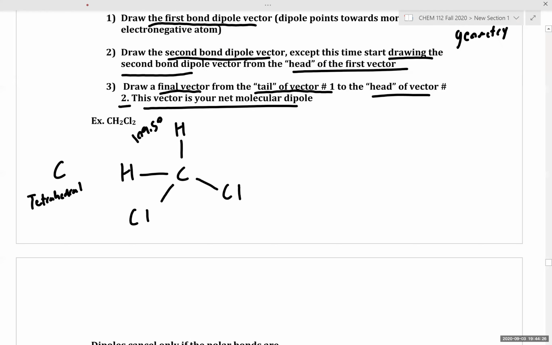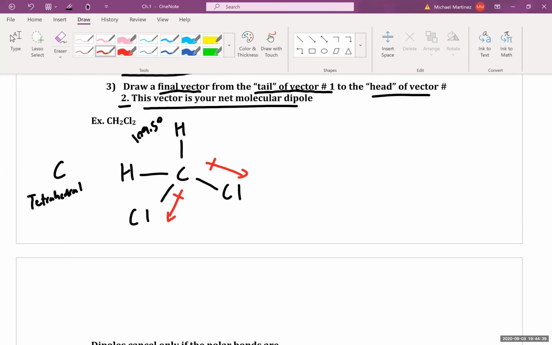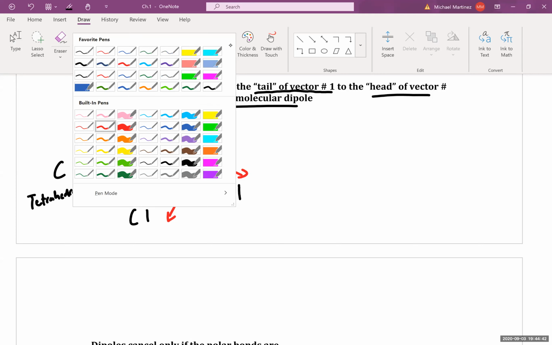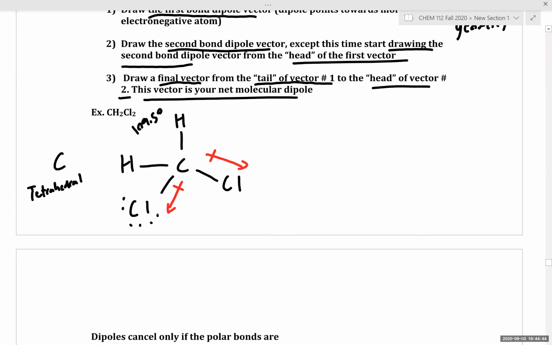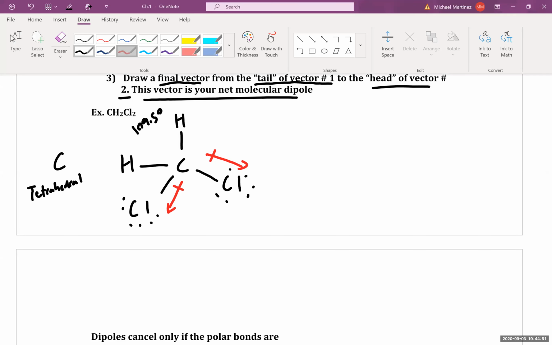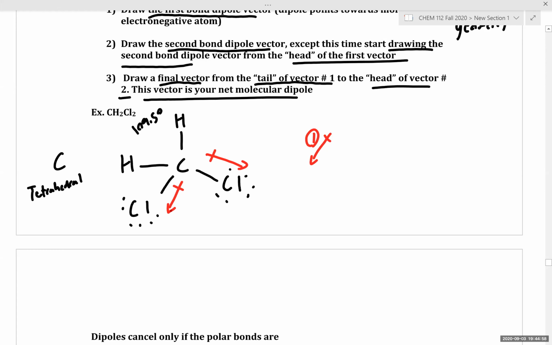Then I draw my bond dipoles. So both of my dipoles for my carbon-chlorine bonds are polarized towards chlorine, right? Because which atom is more electronegative? Chlorine. Chlorine, yep. Okay, so now what we're going to do is draw out our first dipole. So this will be dipole number 1, okay? So it's pointing down and to the left.